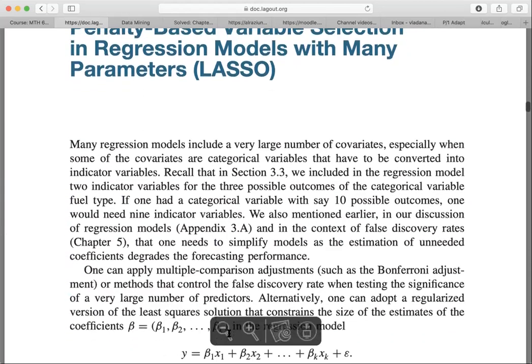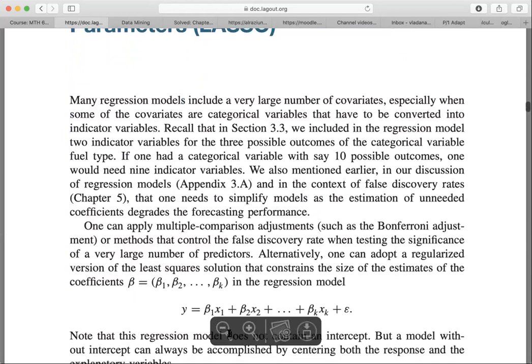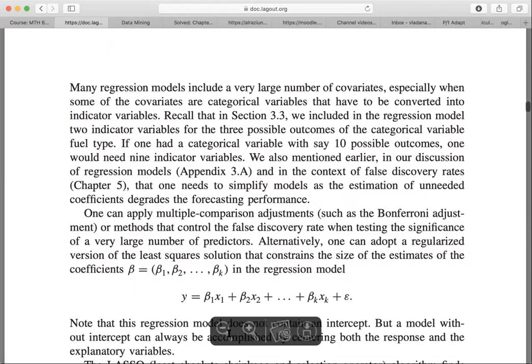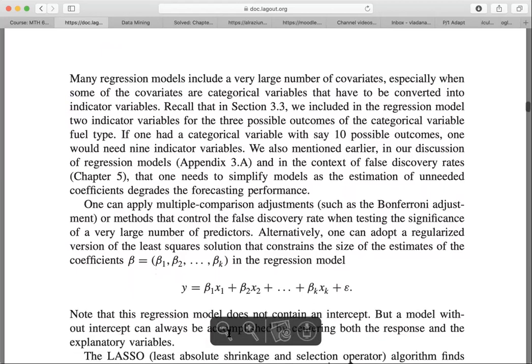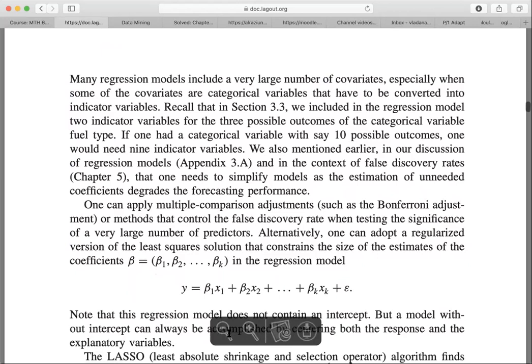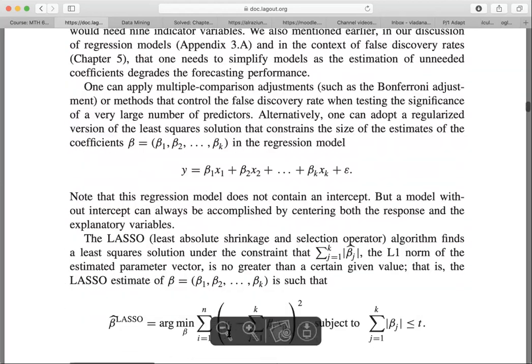Now we get to chapter 6, penalty-based variable selection in regression models with many parameters, LASSO. Many regression models include a very large number of covariates, especially when some of the covariates are categorical variables that have to be converted into indicator variables. We need to simplify models as the estimation of unneeded coefficients degrades the forecasting performance.